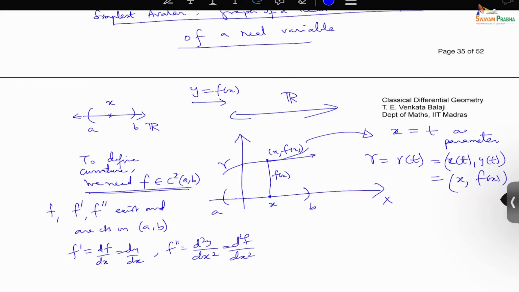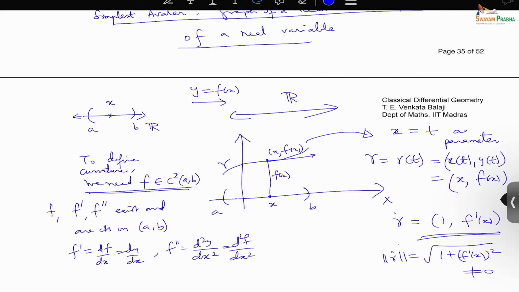Now what is gamma dot? Gamma dot will be d by dt, but t is x, so it's d by dx. So if you write gamma dot, you will get (1, f dash). Will this ever vanish? Never, because there is a 1 there. Therefore the norm of gamma dot will be the root of 1 plus f dash of x the whole squared. It's never 0. So the tangent vector never vanishes. So it's a nice situation.